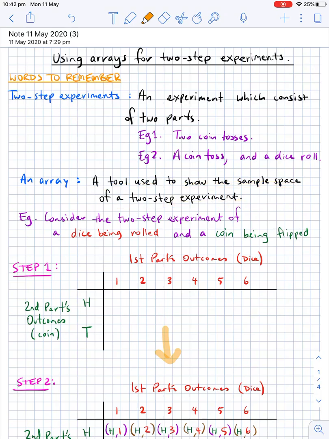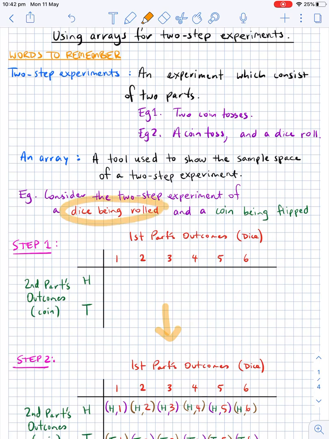Typically, two-step experiments are a lot harder to kind of work with in terms of probability in your head, so it's really helpful to be able to use an array for these situations. So e.g., let's consider the two-step experiment of a dice being rolled and a coin being flipped. There's our two parts right here. Okay, so the first thing, let's say deal with our dice being rolled.